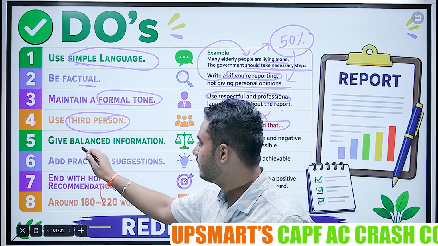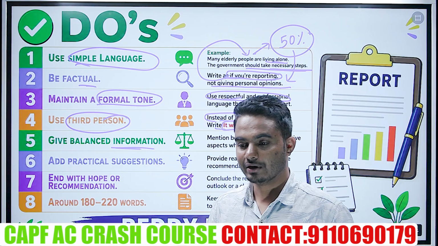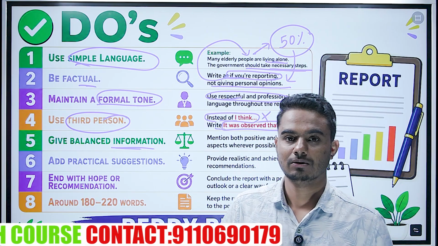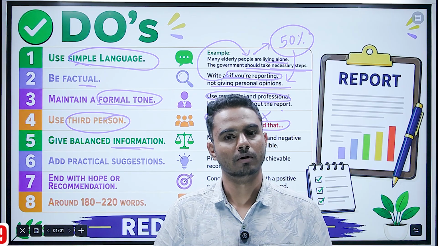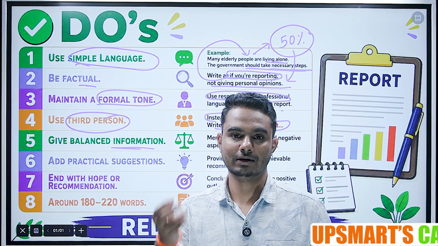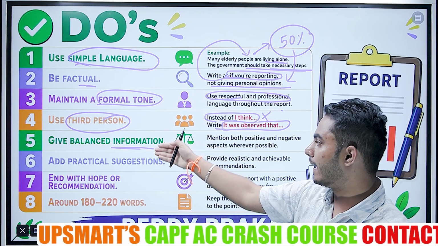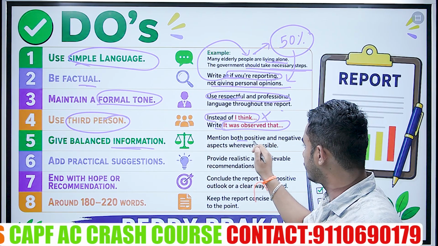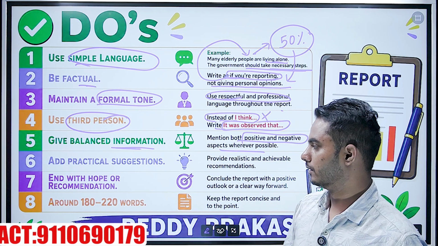Fine. Give balanced information. Don't take one stand. If you get an incident, don't go to one end. Keep it in balance, because you never know the evaluator's mindset. They can be at the other end. So keep balanced information. Mention both positives and negatives wherever possible.